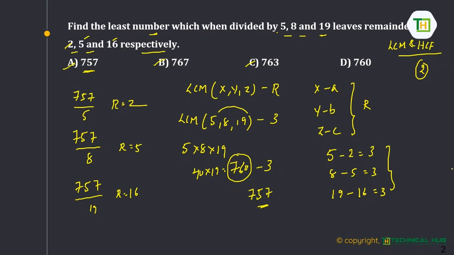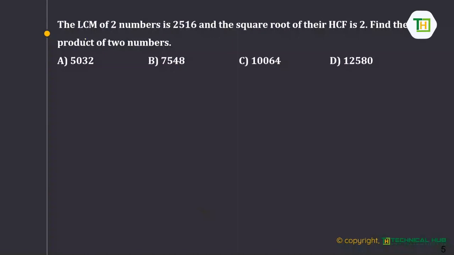Yeah, so second question. What is given here? The LCM of two numbers is 2516. So two numbers are there. Two numbers' LCM is 2516 and the square root of their HCF is 2. So find the product of the two numbers. In LCM and HCF we have one important property. That property is: the product of the two numbers is equal to LCM into HCF. Okay, so remember this property.